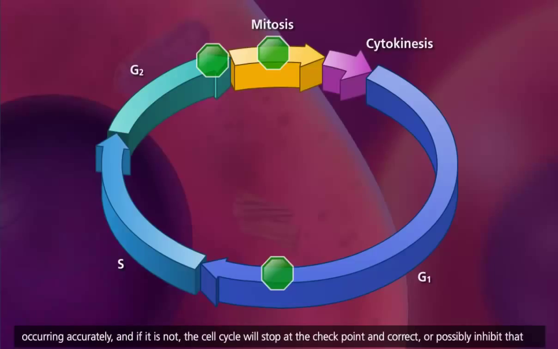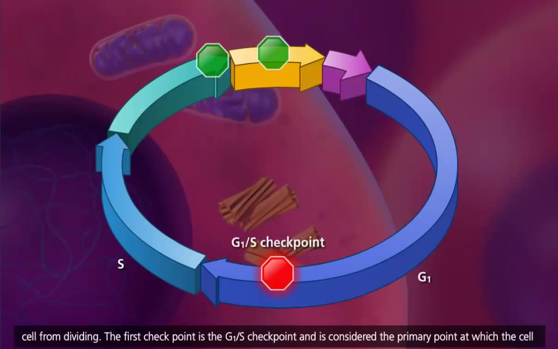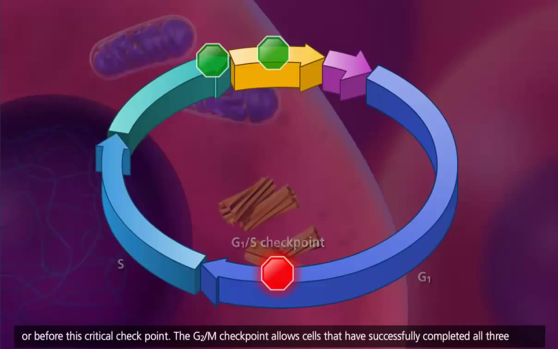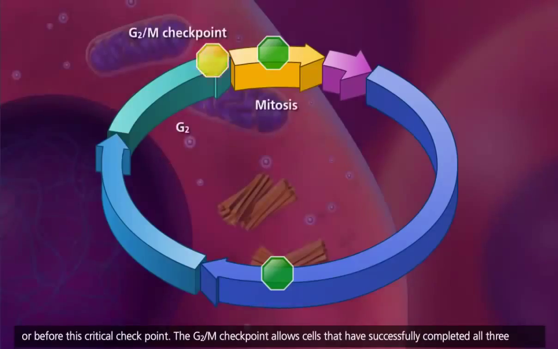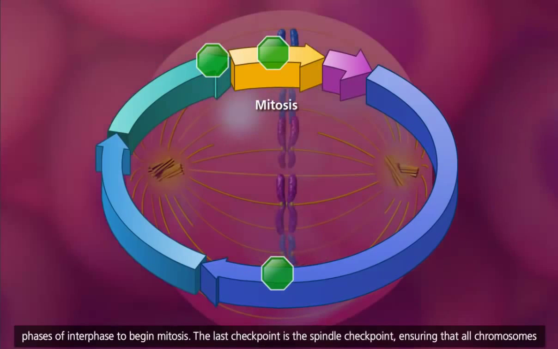During the cell cycle, certain checkpoints are encountered to make sure the process is occurring accurately. And if it is not, the cell cycle will stop at the checkpoint and correct, or possibly inhibit that cell from dividing. The first checkpoint is the G1/S checkpoint, and is considered the primary point at which the cell cycle continues or stops. External signals and growth factors can influence the cell cycle and affect the progress at or before this critical checkpoint. The G2/M checkpoint allows cells that have successfully completed all 3 phases of interphase to begin mitosis.